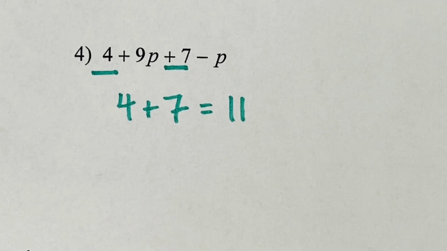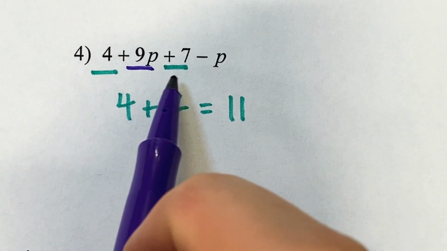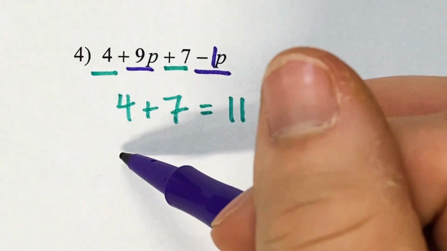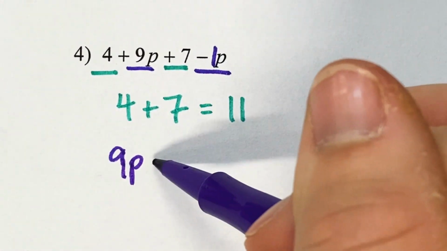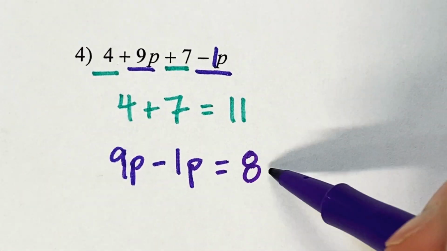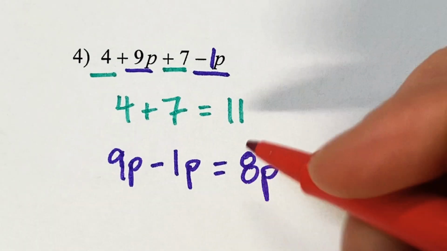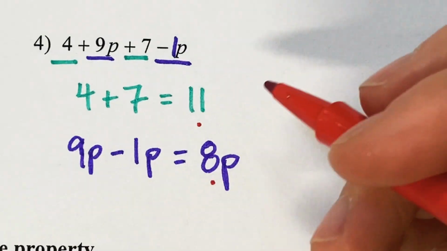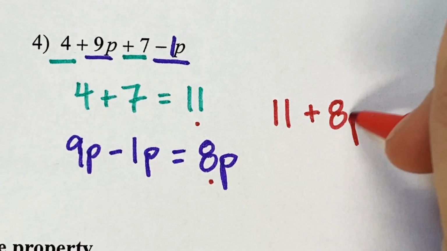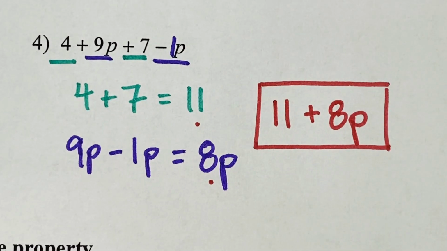Beautiful. So now let's look at our other 2 terms that are left. We have 9p, so we're looking for another term with the p: negative 1p. This also has the p, so those are also like terms. So we have 9p minus 1p. What is 9 minus 1? It's going to give us 8p. Now we have both pieces of our expression, and we can just rewrite them. So we have 11 and then a positive, so plus 8p. And that is our simplified expression.